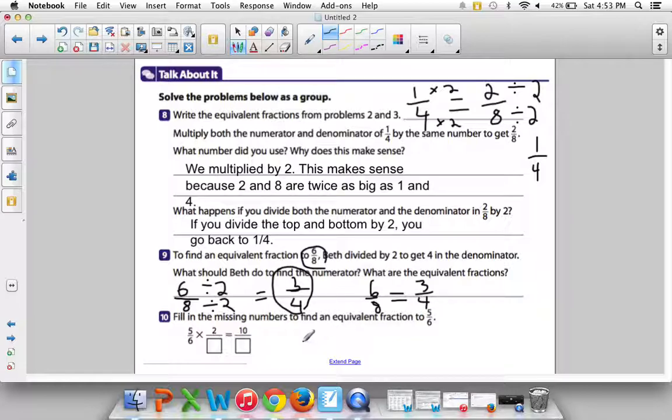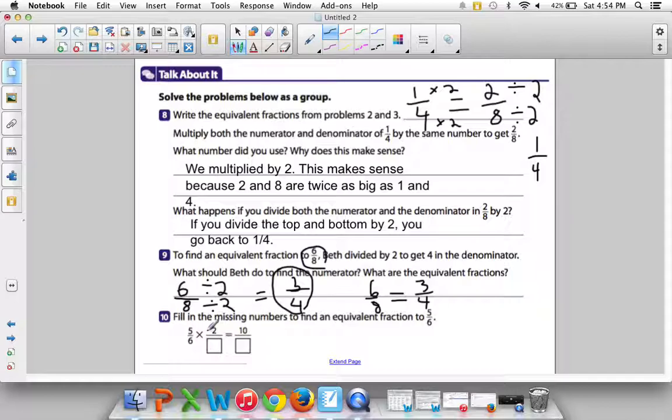Fill in the missing numbers to find an equivalent fraction to 5/6. So 5/6 times blank equals 10 over blank. Well, they multiplied the top by 2, didn't they? 5 times 2 equals 10. That makes sense to you, right?